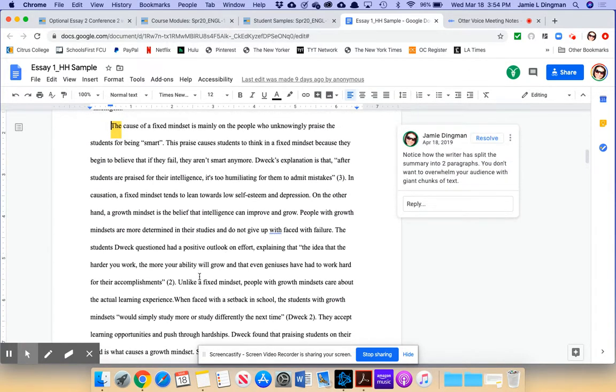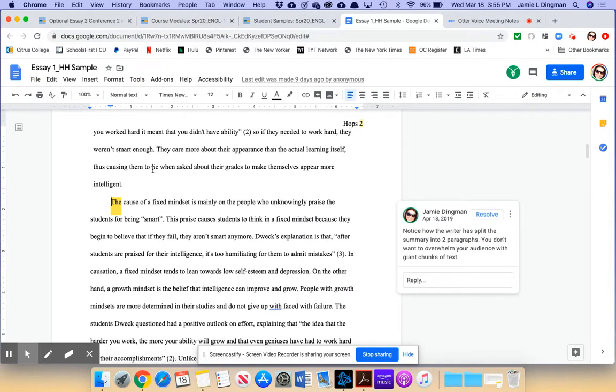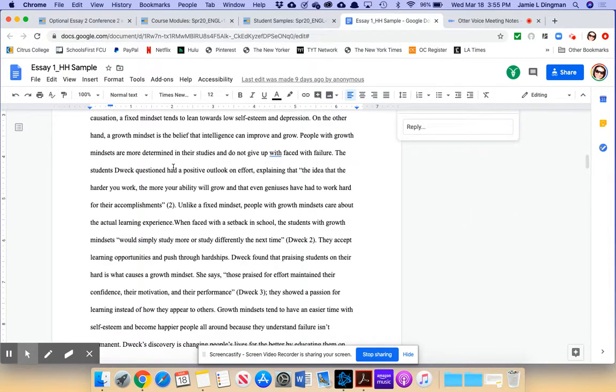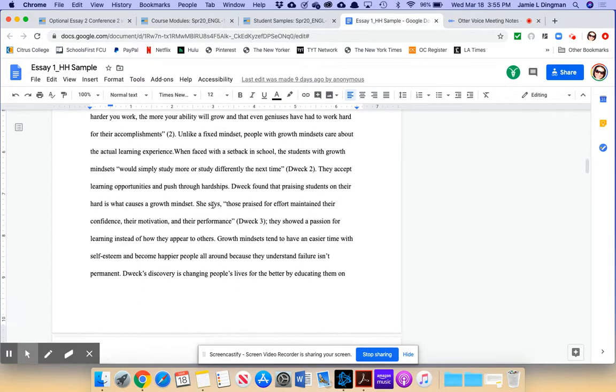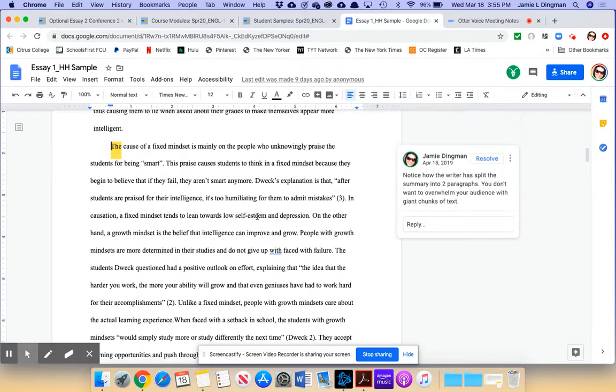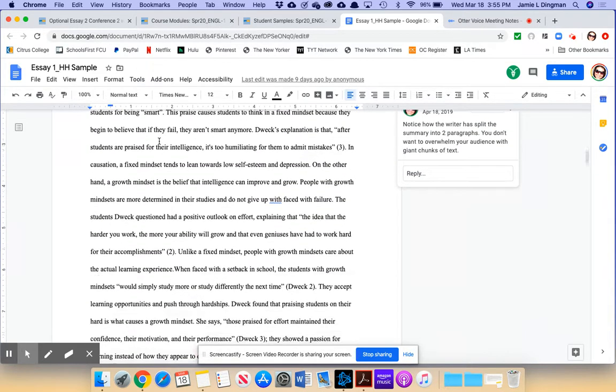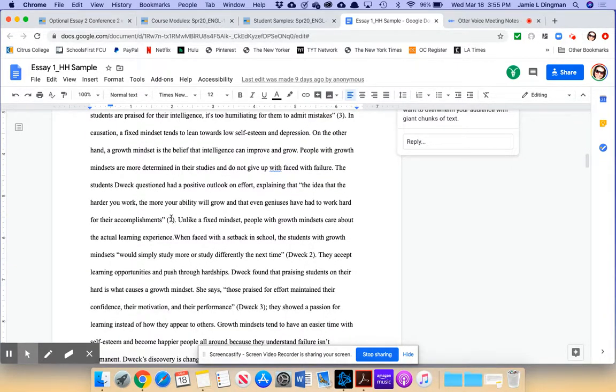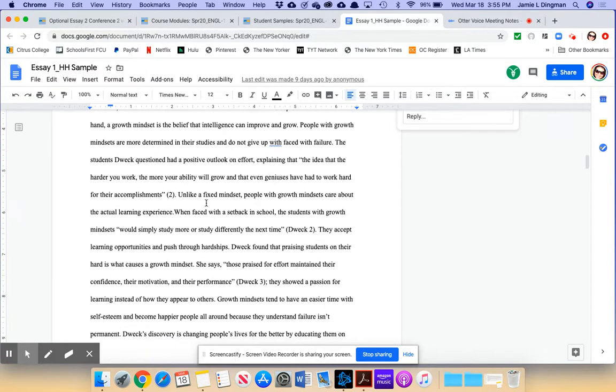Now, actually, what I would have done is maybe kept the fixed mindset stuff together and the growth mindset stuff in its own paragraph. So instead of splitting the paragraph right up here where she did, maybe split it here once she finishes talking about fixed mindset and then transitions into growth mindset. That's what I would do. It's a better place to split a paragraph, is when you're transitioning into a new idea.